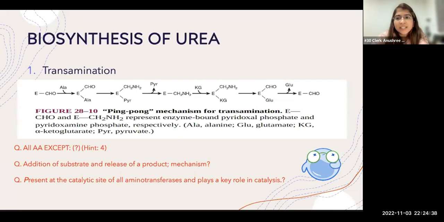So ping pong mechanism is also called a bi-bi reaction because two things are happening. It is also called a two product, two substrate reaction. Okay, you can note this down. It was not there in your book, so I added that.